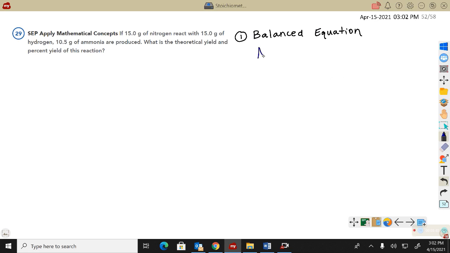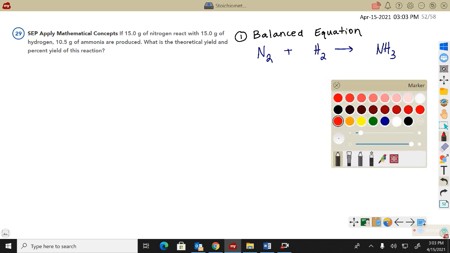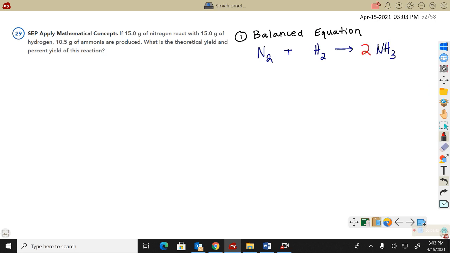The nitrogen really is N2. It's diatomic, and so is the hydrogen. It's H2, diatomic. And ammonia is NH3. You don't have to know the formula of ammonia off the top of your head, but it would be given to you, and then I could write the balanced equation from there. To balance, I'm going to need 2 nitrogen, and that gives me 6 hydrogen. Boom, 6 hydrogen. All right, step 1, write the balanced equation.